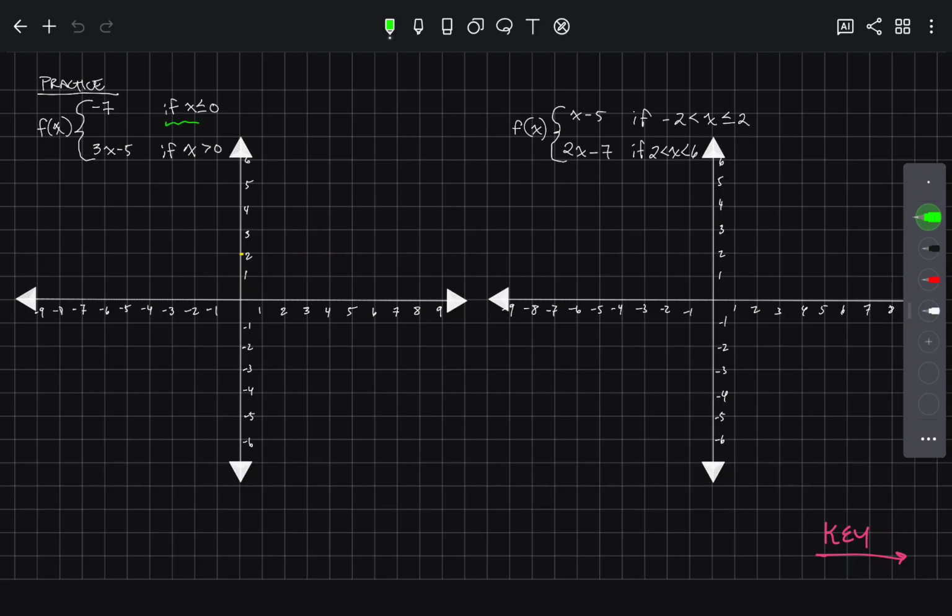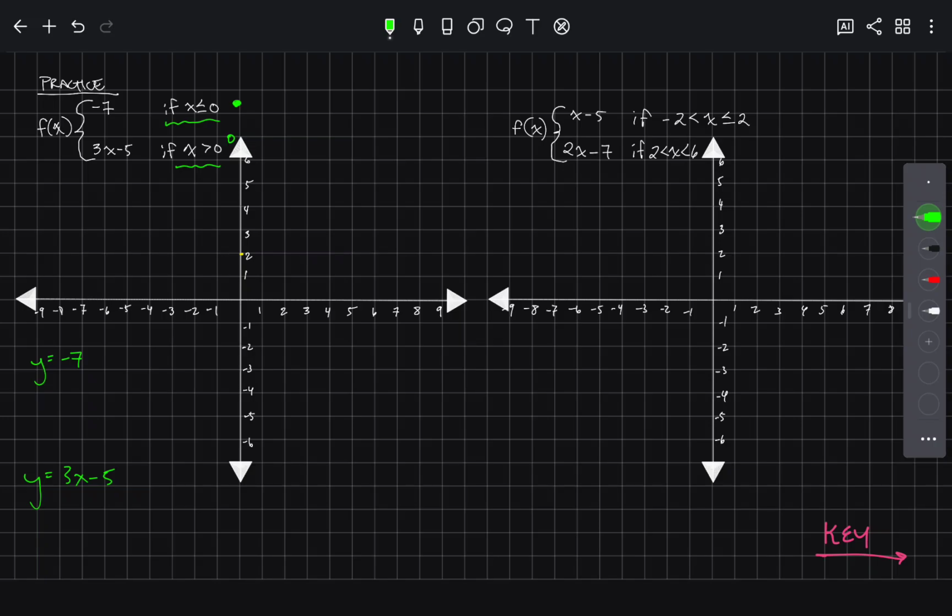So you can see here that we have if x is less than or equal to 0. I'm just going to go ahead and write both of these equations as y equals negative 7 and y equals 3x minus 5. We can see the parameters here. We have x is going to be less than or equal to 0, which means that we're starting with 0. And we also have x is greater than 0. So this is going to be, I'm just going to put it next to it, a colored or filled in circle and an open circle.